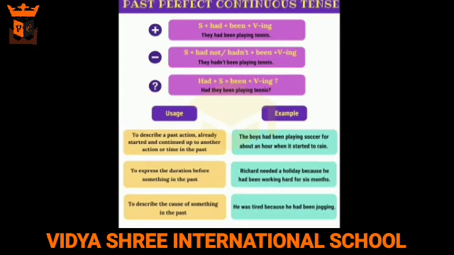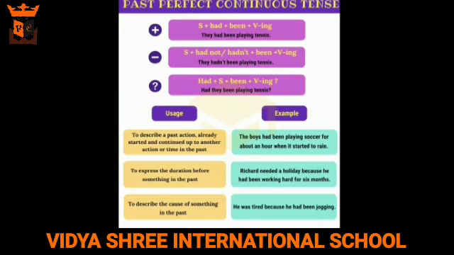Where do we use past perfect continuous tense? It is used to describe a past action already started and continued up to another action or time in the past itself. For example, the boys had been playing soccer for about an hour when it started to rain.